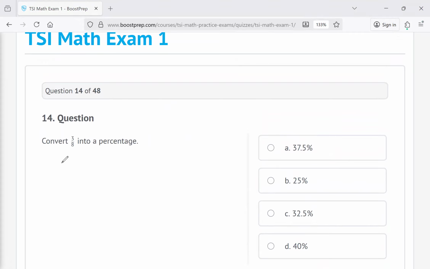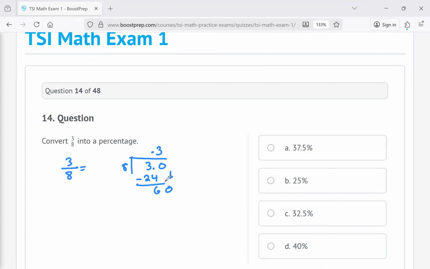Convert 3/8 into a percentage. You could just put that in the calculator, but if you want to do it by hand, that's fine. 3 goes inside, 8 goes outside. You put a decimal after 3 because obviously 8 is too large for 3, and then put a leading zero. Line up the decimal. How many times does 8 go into 30? 8 times 3 is 24, 8 times 4 is 32, so 3 times. 8 times 3 is 24, and then 30 minus 24 is 6.